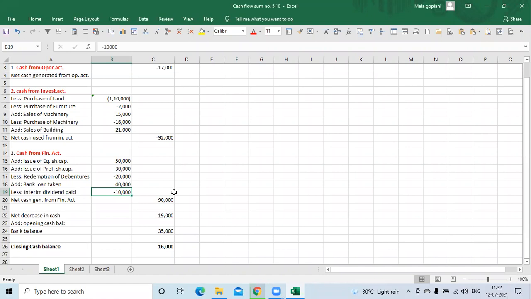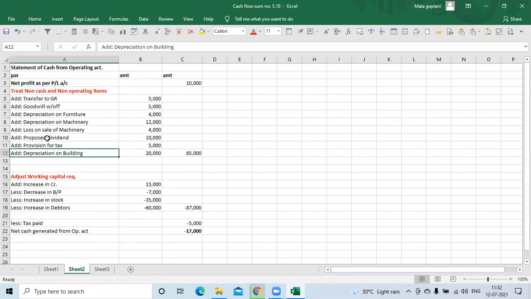Now if it is paid, what is proposed then? 10,000 only. Very good. So tell me, proposed dividend, where will it go? Non-cash expenses. Add. So you will write: add proposed dividend 10,000. You can have a look here on the screen before you write. Because it is added, therefore no bracket is there.